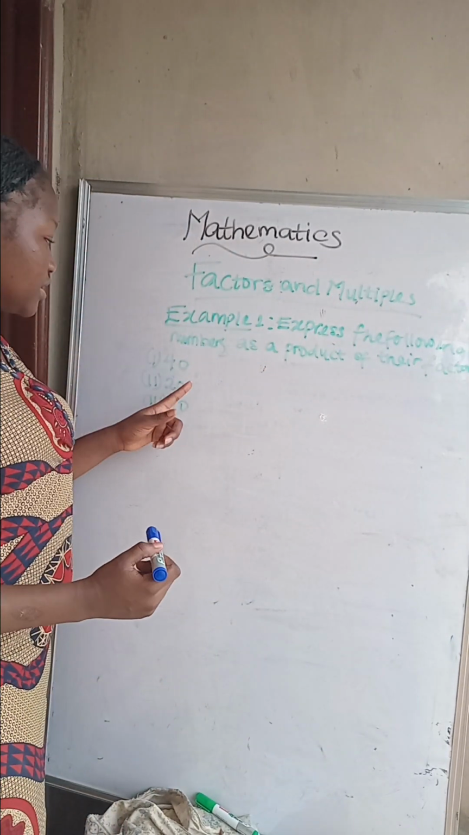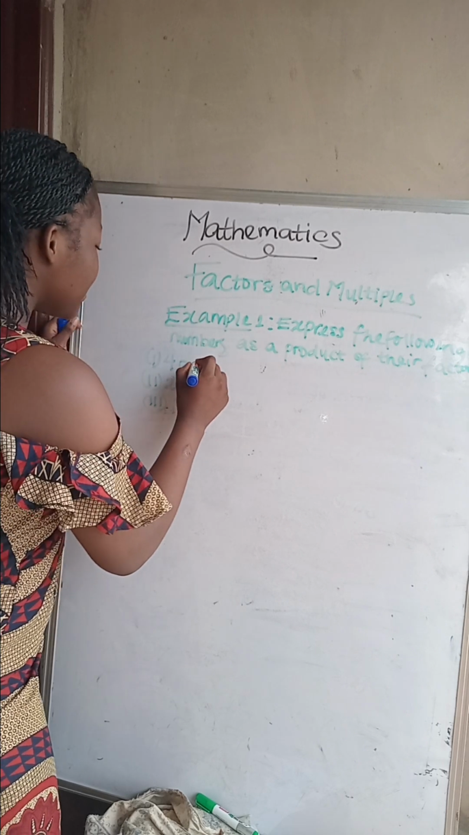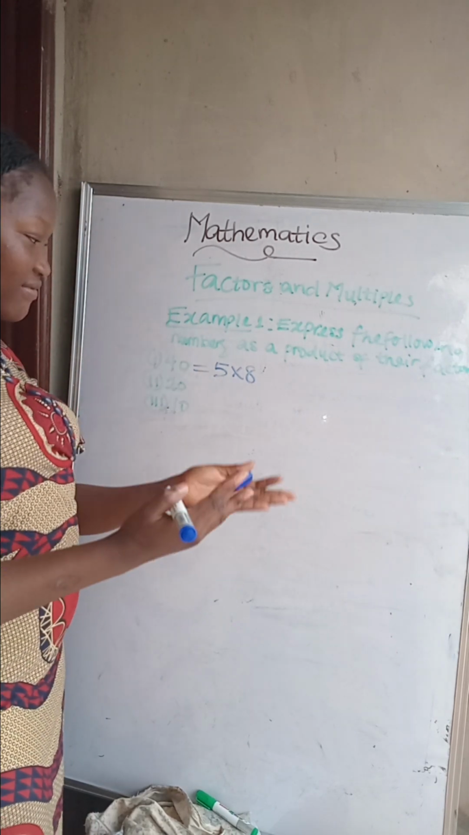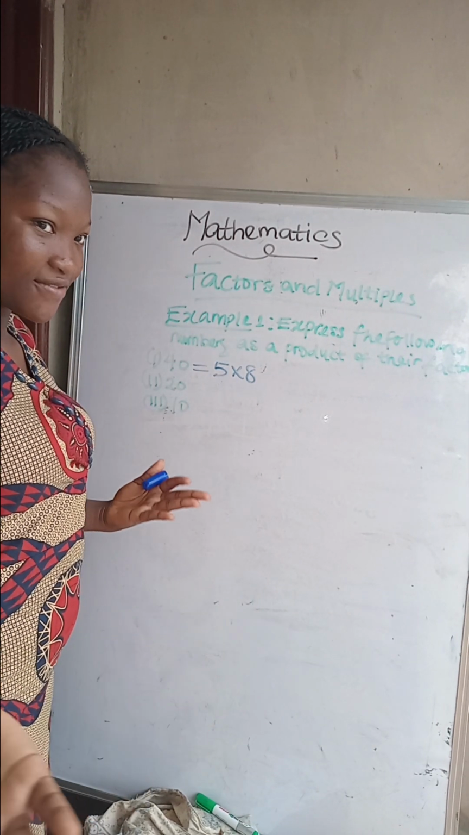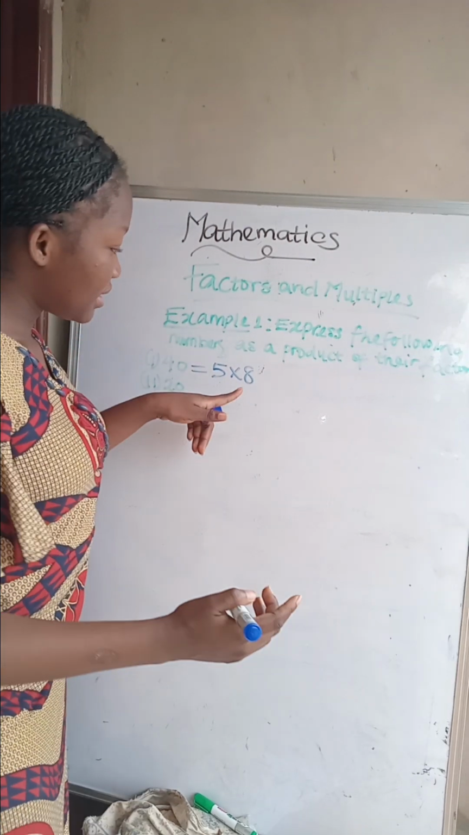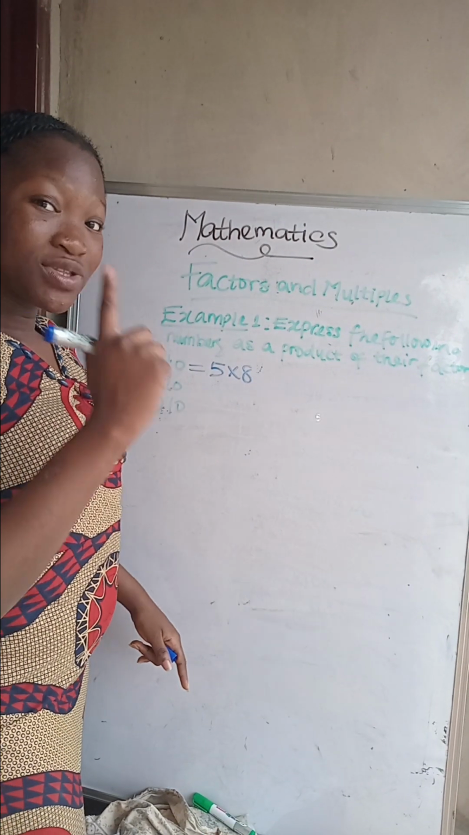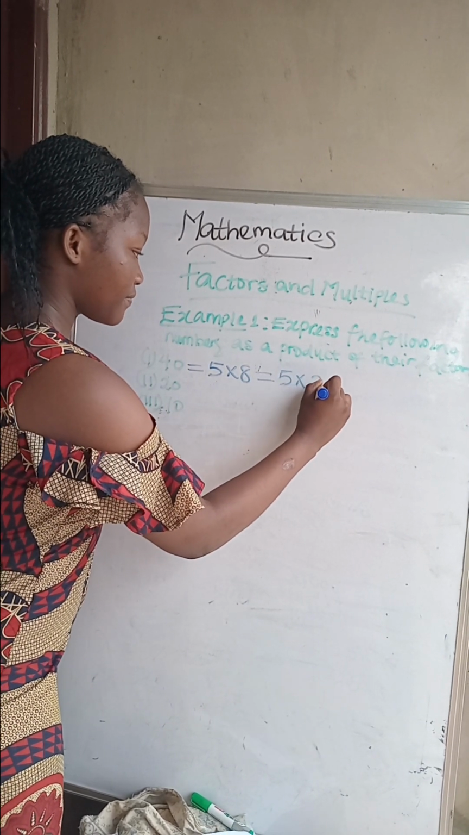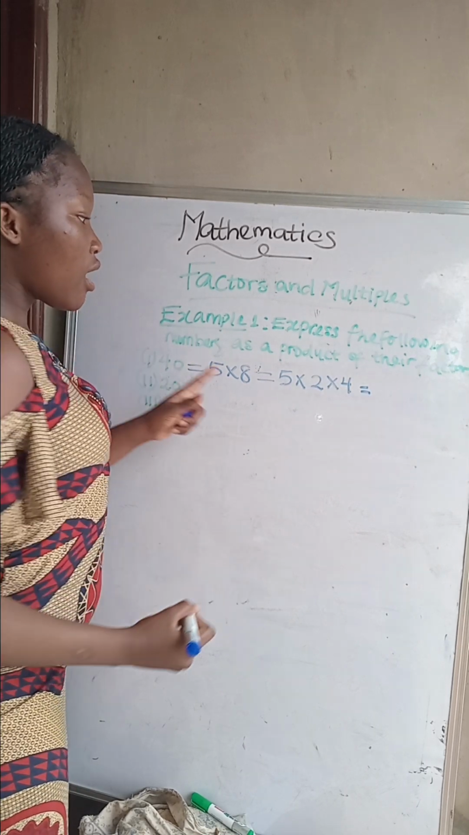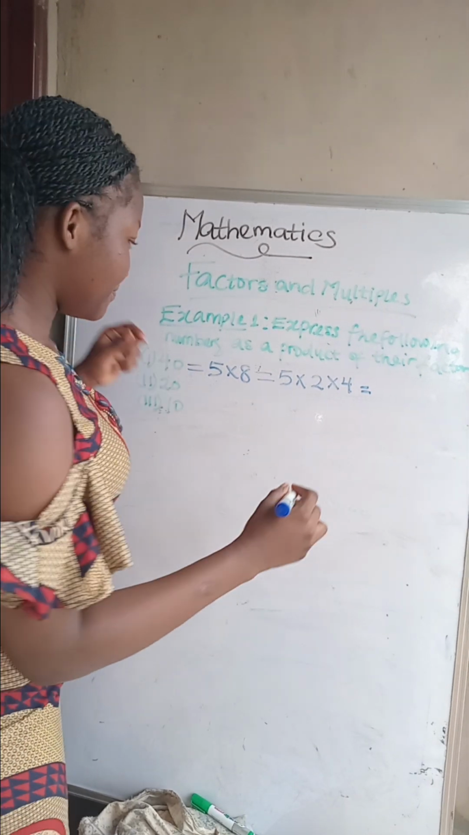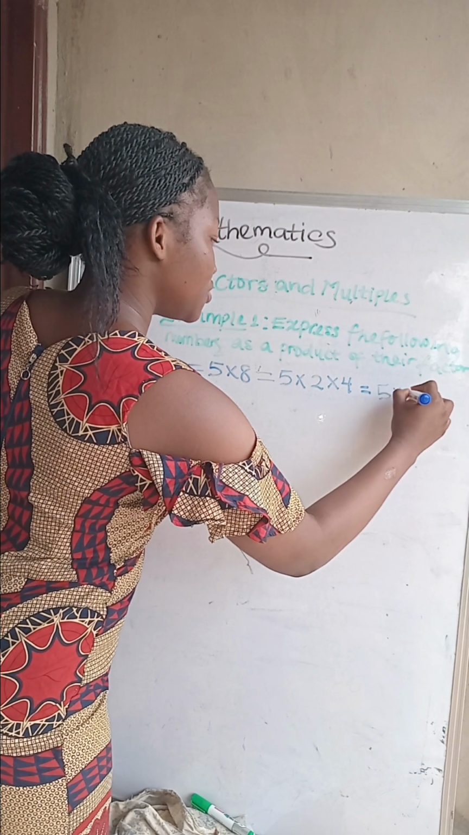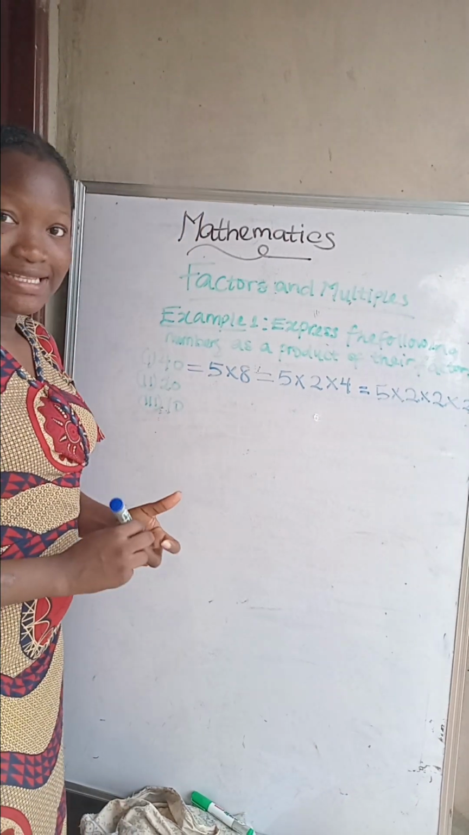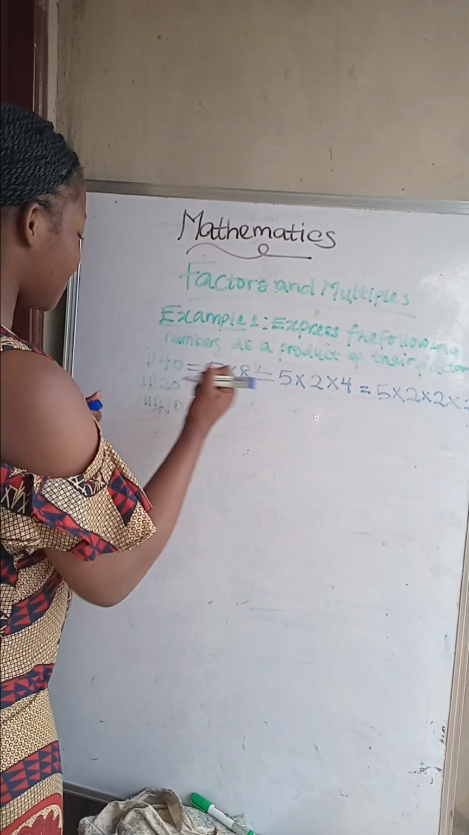Now let's start. 40. What times what gives us 40? 5 times 8 will give us 40, right? 5 times 2 is 10, 5 times 8 is 40. So 5 times 8 will give us 40. Now, what times 4 gives us 8? 2 times 4 will give us 8. You simplify it again. You know 4: 2 times 2 will give us 4. So we have 5 times 2 times 2. Do we all understand?